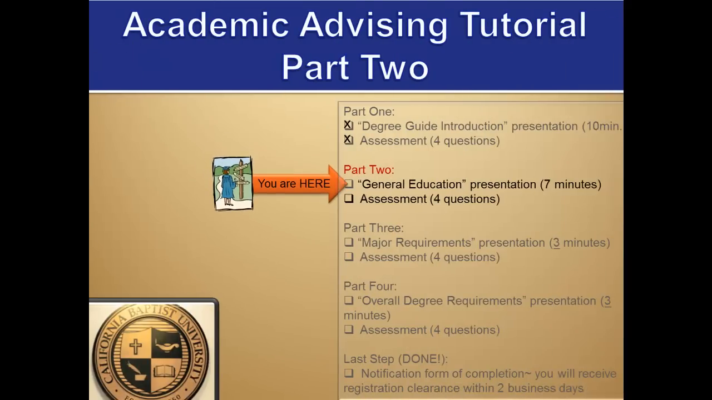Welcome to Part 2 of the Advising tutorial, where I will discuss using Degree Guide to review the requirements needed to complete the general education portion of your degree. You will commonly hear this group referred to as General Education, Gen Ed, and also as GE.